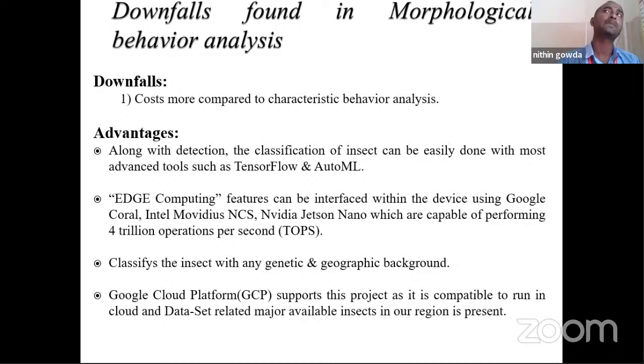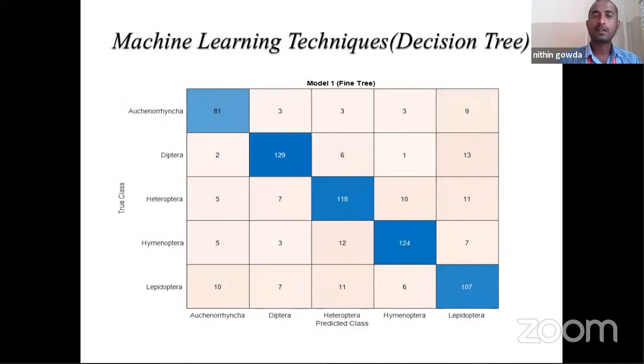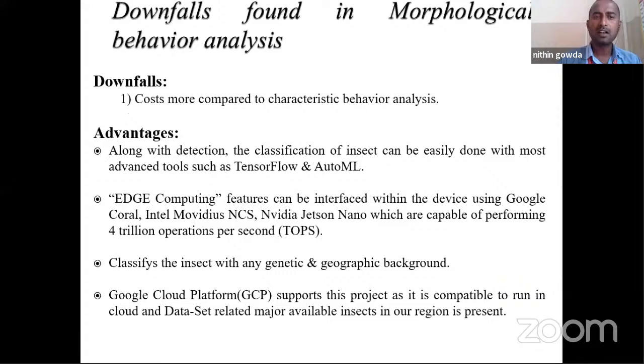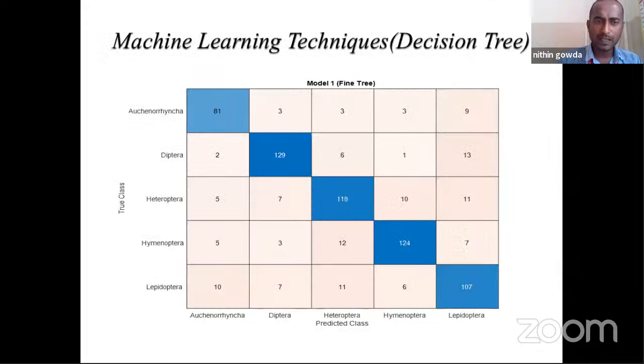The accuracy you can expect from the morphological feature will be around 50 to 60%, but the accuracy you can expect from this characteristic behavior analysis is around 90 plus. Just observe, I've applied some machine learning algorithms to classify the 5 classes of insects: Arachnida, Diptera, Heteroptera, Hymenoptera, and Lepidoptera. The machine learning technique I applied is decision tree, and I obtained around 82% accurate result.